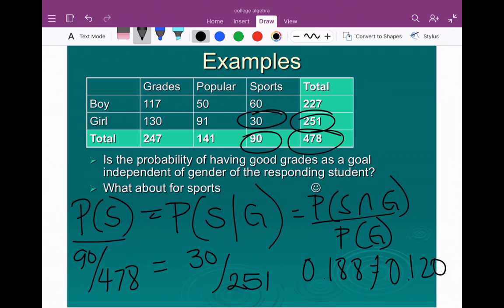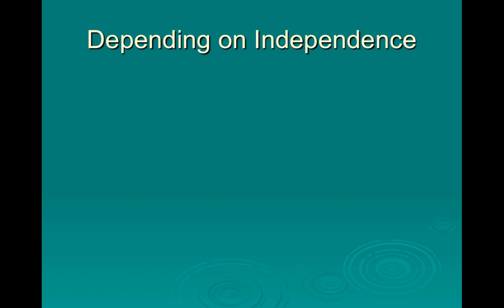These two do not equal each other, therefore being good at sports and gender are not independent. The reason why is because the probability that you select a student and they're good at sports is 18.8%. But if you know they're a girl, the probability goes down to only 12%. So knowing one condition affects the outcome of the other. Therefore, they're not independent.